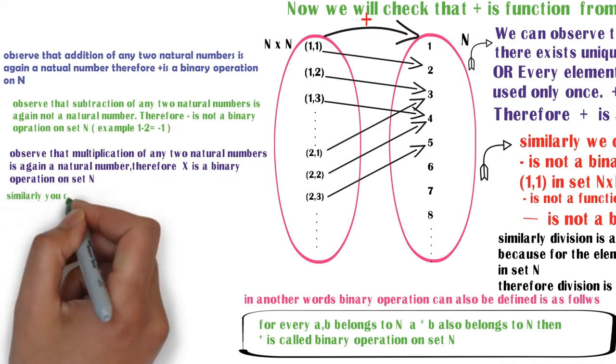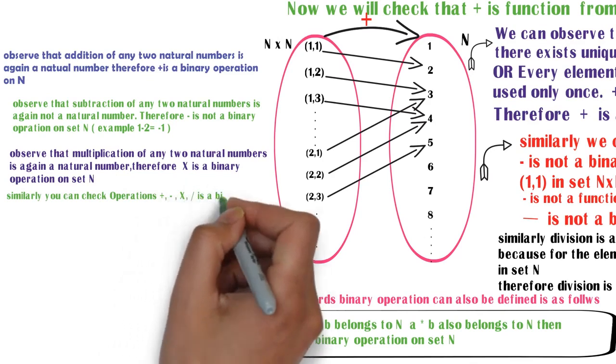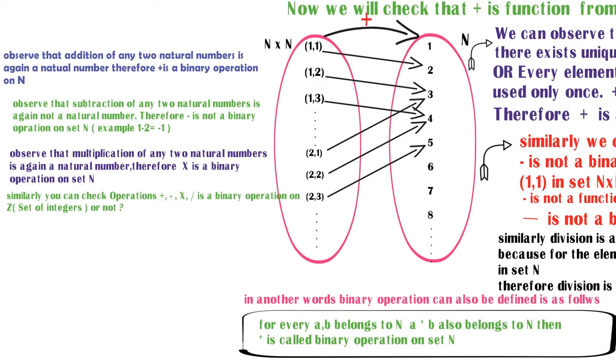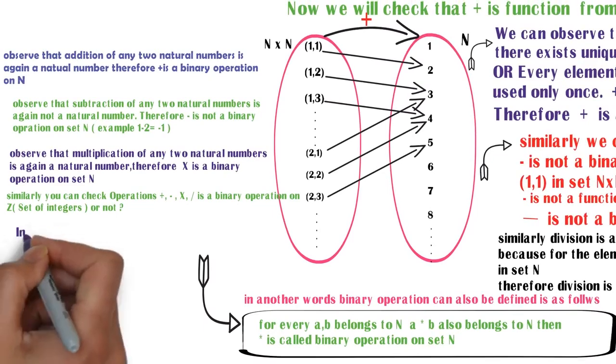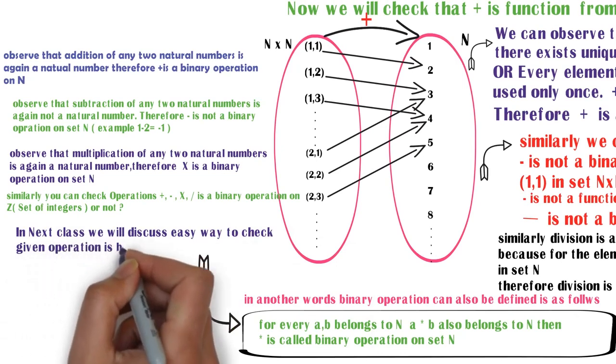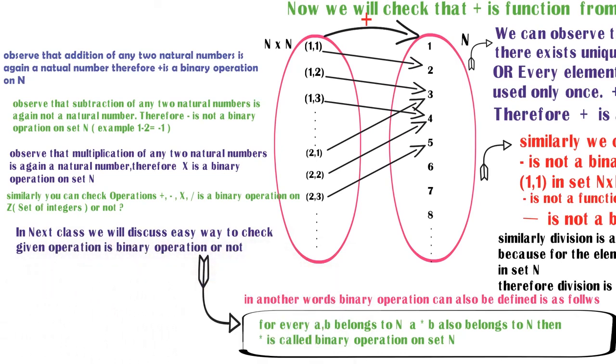Similarly, you can observe whether other operations like subtraction, multiplication, division are binary operations on the set of integers or not. If we take subtraction, the subtraction of any two integers is always an integer. Please think. Yes, because of this reason, subtraction is a binary operation on Z. You observe that subtraction is not a binary operation on natural numbers, but subtraction is a binary operation on Z. In the next class, we will discuss an easier way to check whether a given operation is a binary operation or not. That example, with the arrow mark, we will discuss that way.